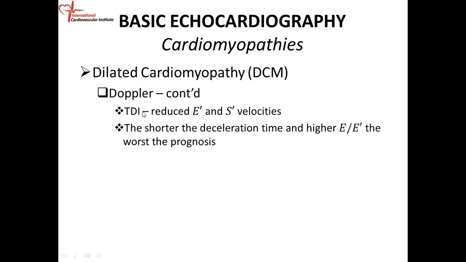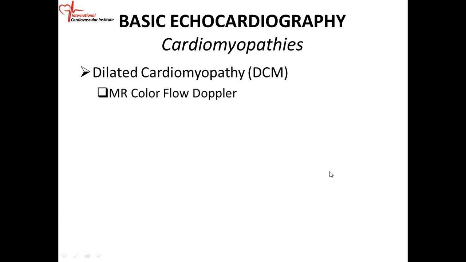Again, once you have a dilated cardiomyopathy and heart failure, your E prime is going to be reduced. Also your S prime. So both your E prime and S prime are going to be reduced when you look at your tissue Doppler imaging. And the shorter the deceleration time and the higher the E/E prime, the worse the prognosis. So patients that are going to do very, very poorly have a very short deceleration time and a very high E/E prime ratio. Very important.